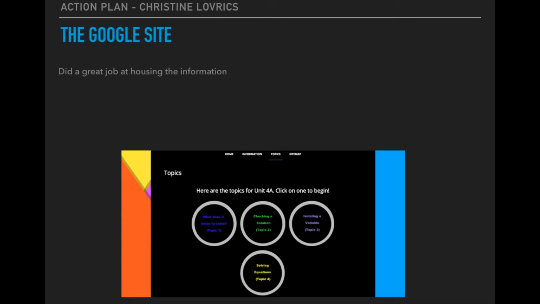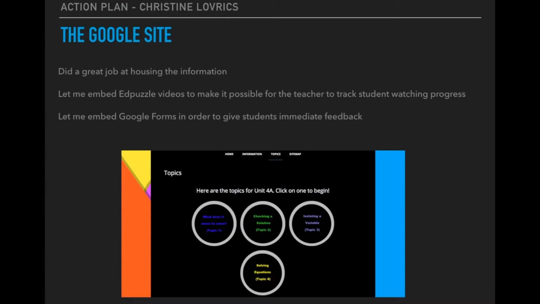A couple of things that I liked about it: it really did a good job housing all of the information in the unit and had it all in one place. It actually let me embed the Edpuzzle videos, which was really good because I could embed questions along the way so the students were actively watching the videos, but I could also track their progress as they were watching them through the unit. And I also really liked that I could embed the Google Forms quite easily. What I had them do is they were marked by Flubaroo, so the students got immediate feedback. It was marked on the spot, and they could tell whether they really understood that topic or if they needed to keep working on it.